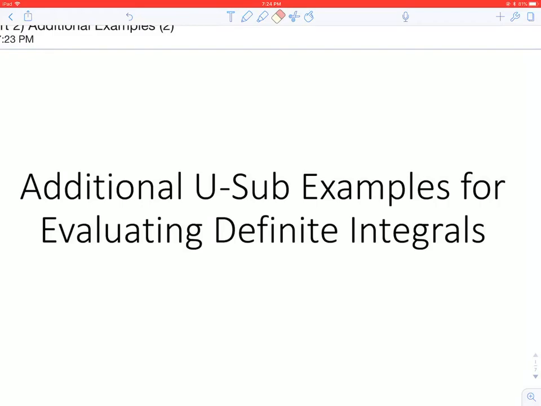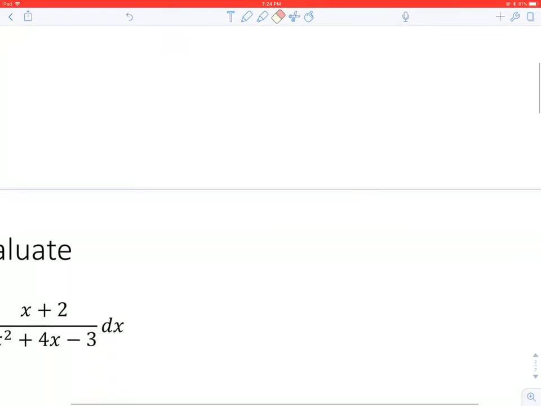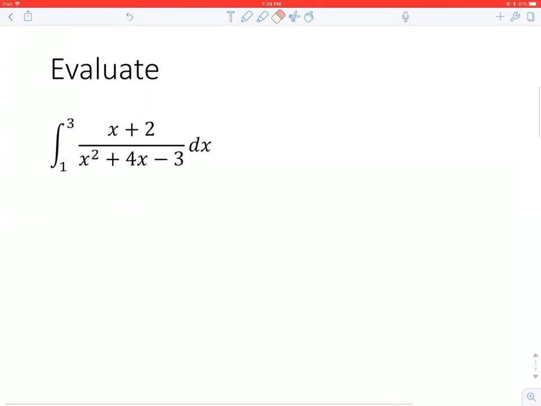Okay, so here are some additional examples of evaluating definite integrals using u substitution. So looking at this function, (x + 2) over (x squared + 4x - 3), we can't integrate using any of the basic integration rules. So we're going to try u substitution. Why don't we let u equal x squared + 4x - 3. Then du over dx will be 2x + 4.